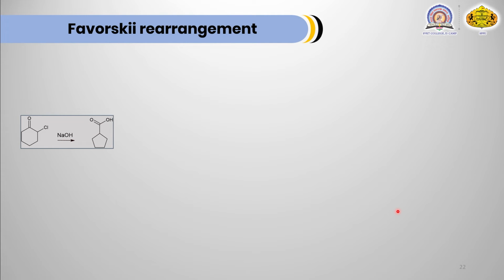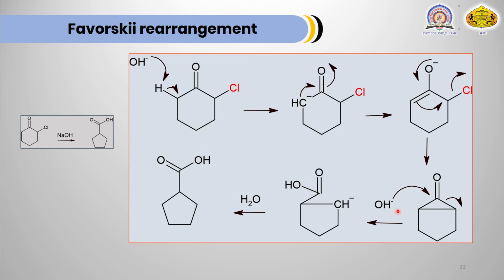This is another example. In this case, a 6-membered enone, or 6-membered ketone, is converted to a carboxylic acid. The ring size is contracted, or the 6-membered ring is converted to a 5-membered ring. Let's see, this is the alpha proton. It is an acidic proton. The base takes this proton.